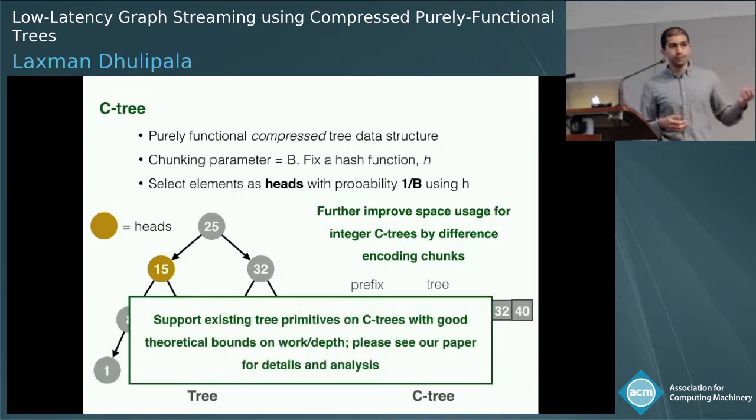We designed a number of tree primitives using C-trees. Unfortunately, I don't have time to tell you about them today, but they all have good theoretical bounds in their work and depth. For example, C-trees support sequential insertions and deletions, and also batch insertions and deletions with good work and depth. But please see our paper for these details.